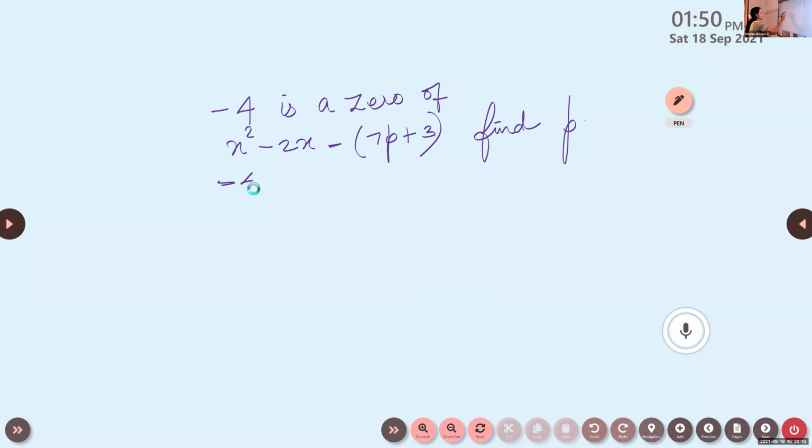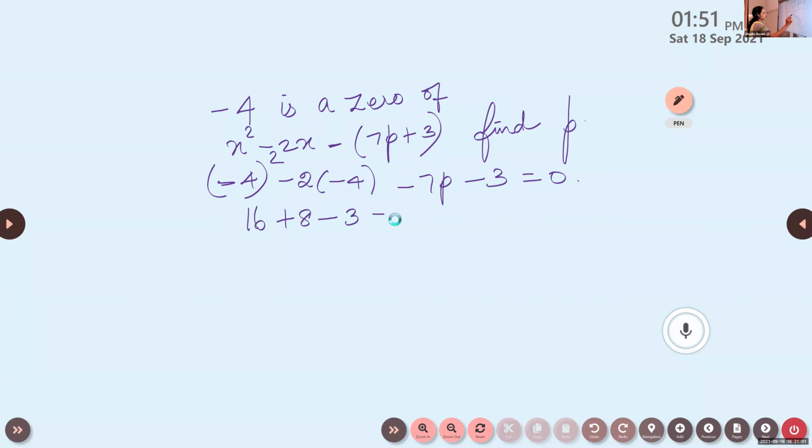When you put x is minus 4, minus 4 square minus 2 into minus 4 minus 7p minus 3 is 0. Minus is common for the whole term, so it will become 16 plus 8 minus 3 is equal to 7p. I'm taking p to the other side. So you'll get 21 is equal to 7p. So p is 3. P is 3 is the correct answer.